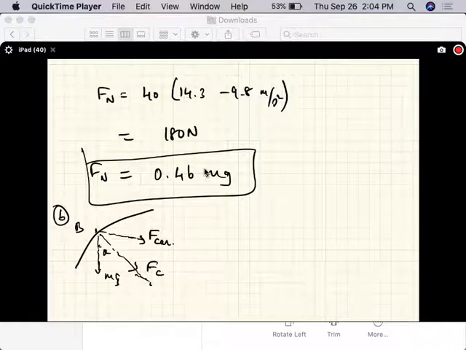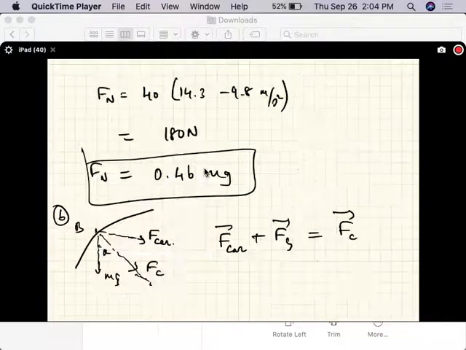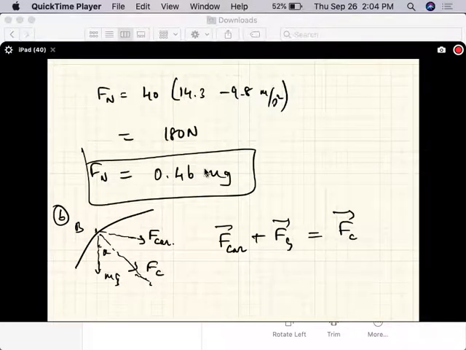What you need is that the force the car applies plus the force of gravity should equal the centripetal force. Those two forces are providing you the centripetal force. What are they asking? What is the force of the car seat on the child at point B? Oh wow, this is going to be a little messy, guys.